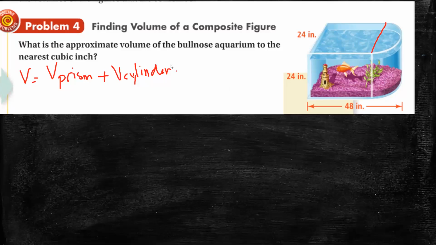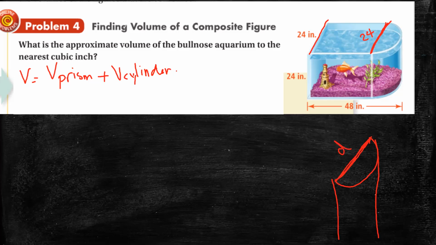Now, since this is the dimension of this one here, 24, this one here will be 24. And if you look at this half of a cylinder, or at the base from the top, imagine that this is your cylinder. So this will be what now, for the cylinder? The radius, so it will be the diameter. So the diameter is 24, so the radius is 12.